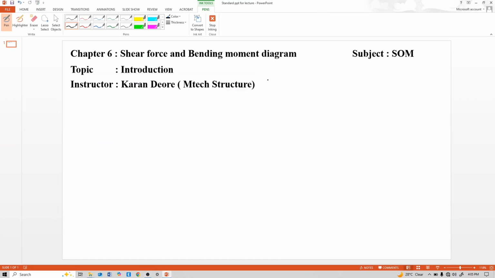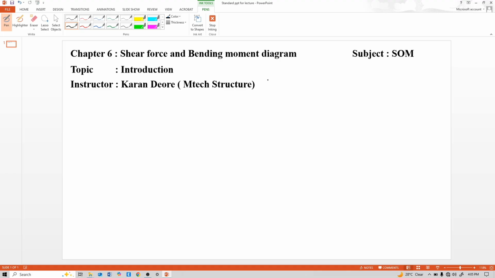Hello. In our last video lecture, we had seen the shear force and bending moment diagram introduction. In that lecture, we had seen what is a beam, types of supports and types of loading. Today we will see what is shear force, bending moment, what is shear force diagram, what is bending moment diagram and what is point of contraflexure.